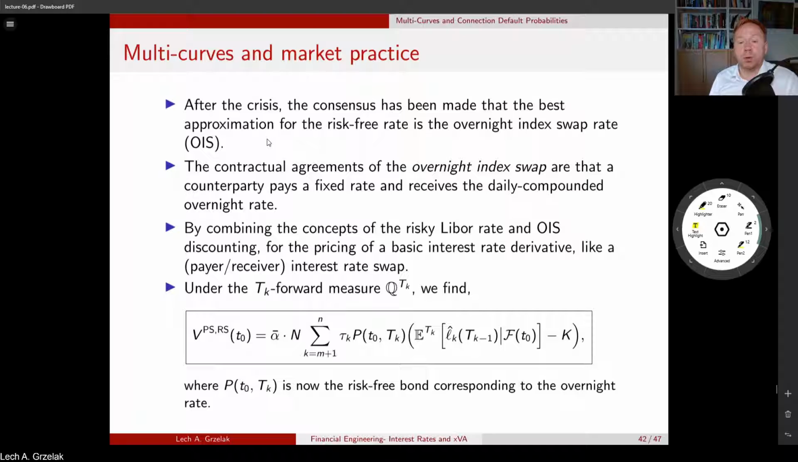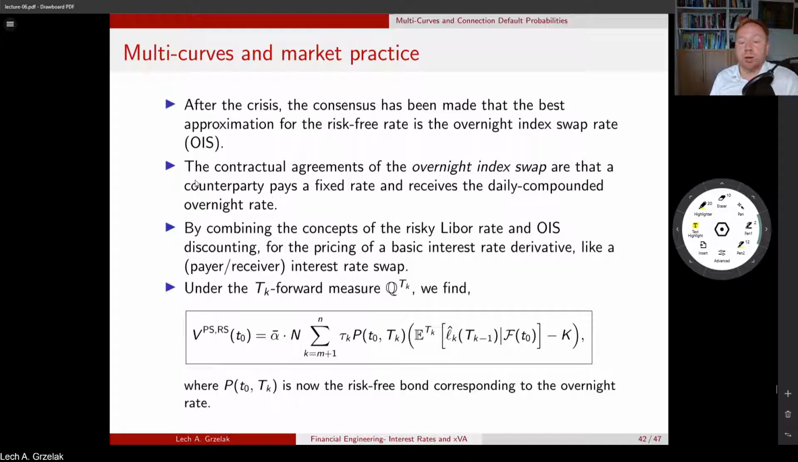So of course, now we have to go back and say, okay, suppose we already have established what is the discount curve and how it is related to the particular tenor. We are at the end interested in pricing of derivatives like swaps. After the crisis, the consensus has been made that the best approximation for the risk-free rate is the overnight rate. So this is what we already have established.